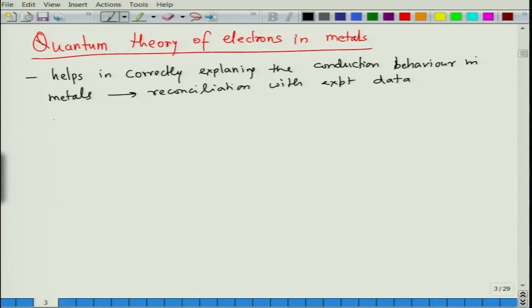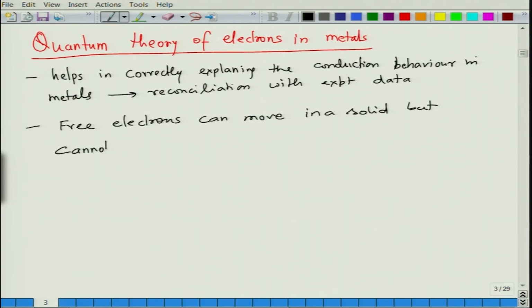And then another thing is that it assumes free electrons are there. So, we still assume that free electrons are there, they are non-interacting. Free electrons can move in a solid but cannot escape it. Okay, so if you have electrons in a solid bar, they are there in the bar but they can't escape it.